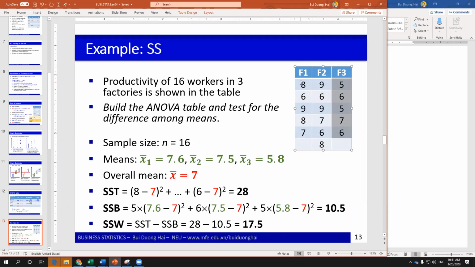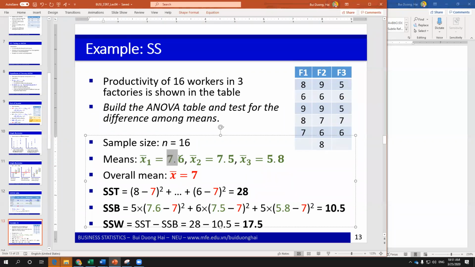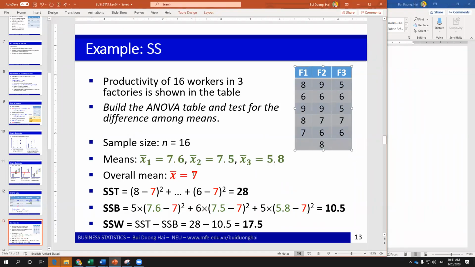Firstly, I calculate the mean of each group. In F1, I have 7.6. The mean of the second group, 7.5. The mean of the third group, 5.8. In the sample, it's so clear that the means of the 3 groups are different. But remember, here it's only the sample, not the population. The overall mean of 16 is 7.